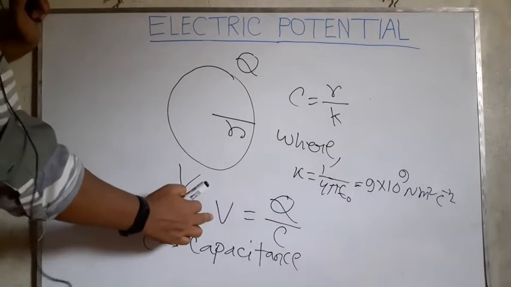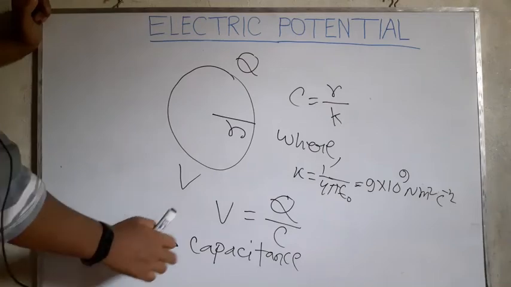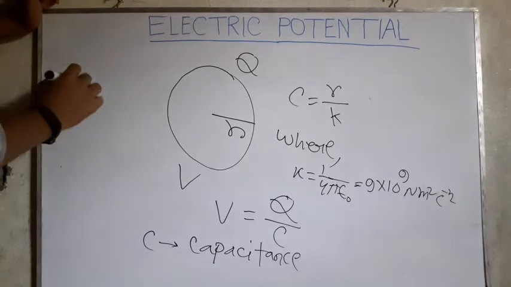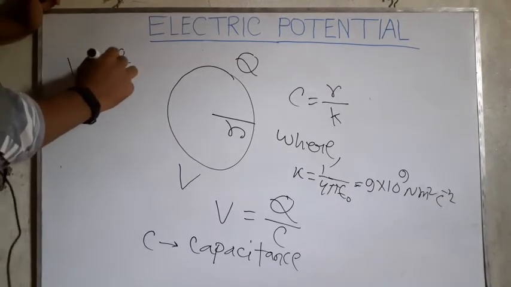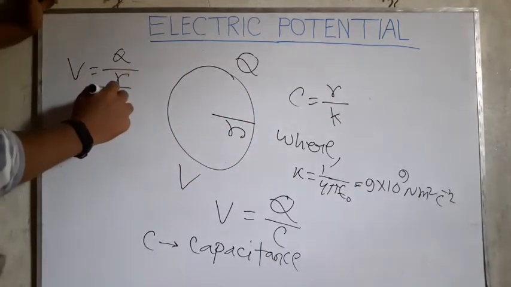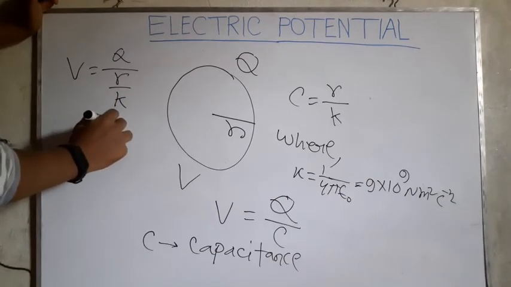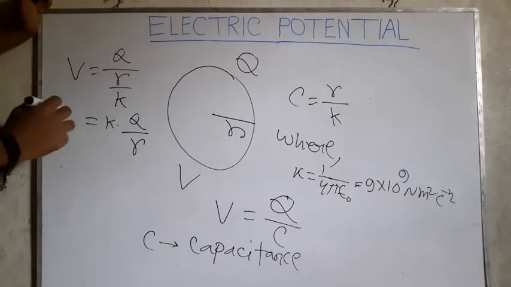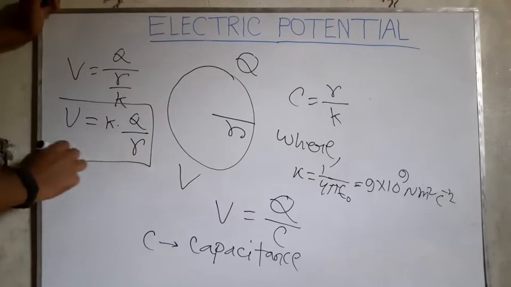Here potential V is equal to Q by C, and capacitance C is equal to R divided by K. Therefore, we can write V is equal to Q divided by C, C means R divided by K. This is equal to K into Q divided by R. That is V is equal to K Q divided by R.